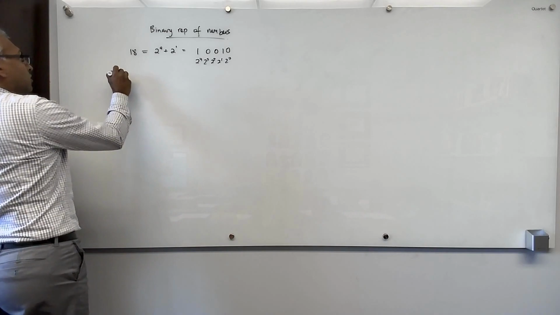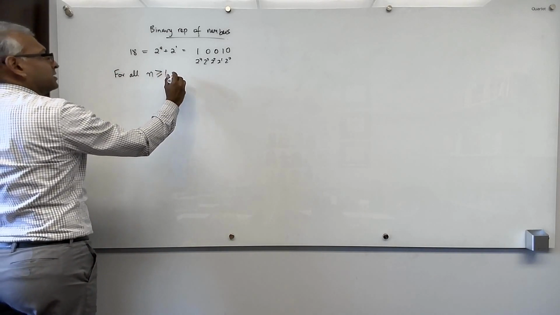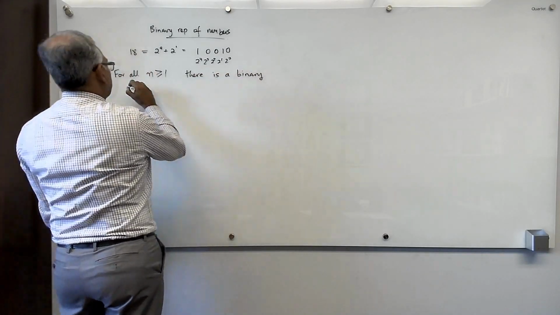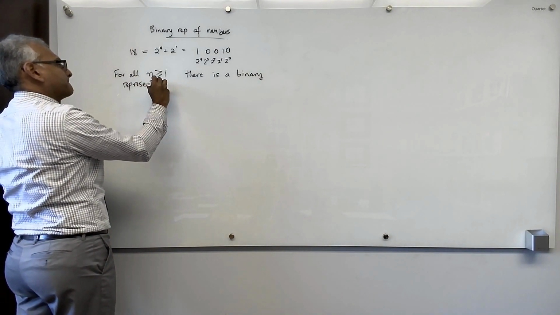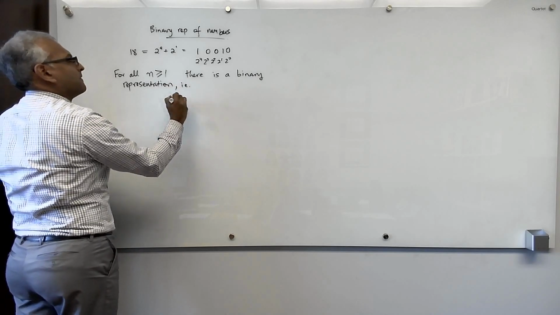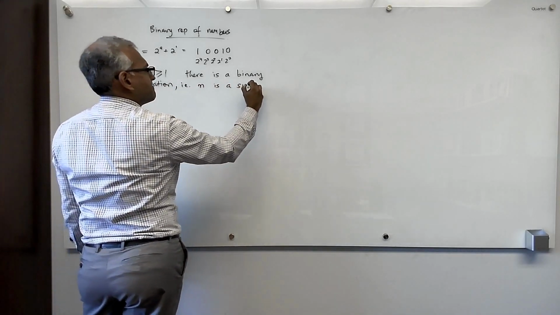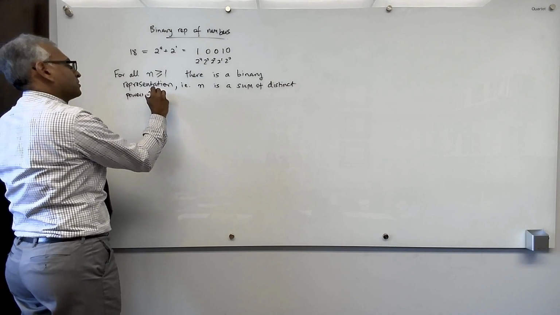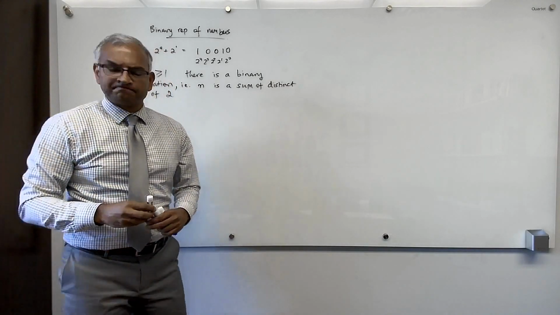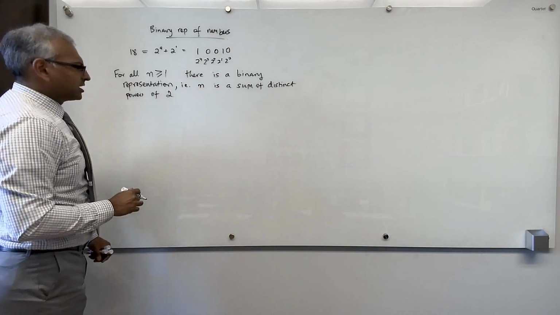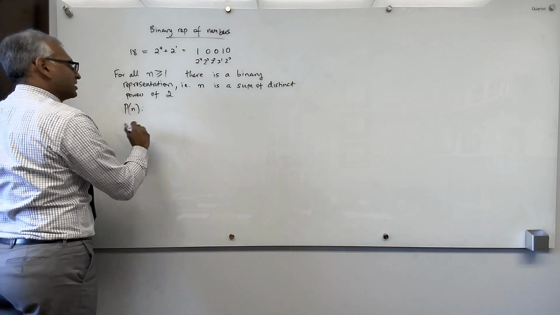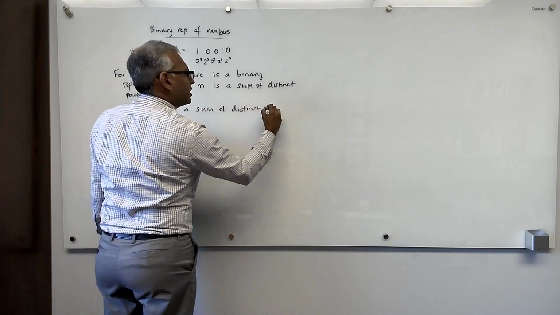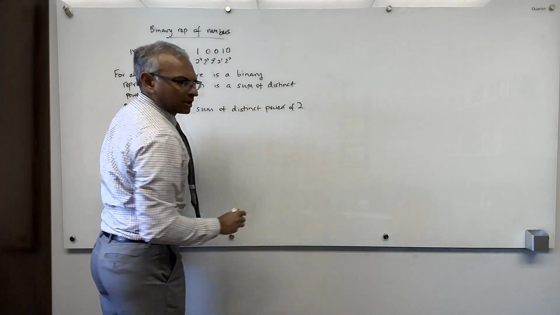So, for all n greater than or equal to 1, there is a binary representation, i.e. n is a sum of distinct powers of 2. Okay, now let's define a predicate that goes along with this. So P of n is the claim that n is a sum of distinct powers of 2. Okay, so that's a predicate.